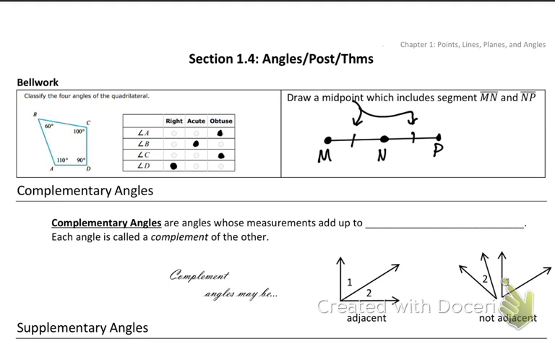Just like remember yesterday we had that angle bisector, we had to put those arcs on it to say that we have congruent angles. Anytime we cut something in half, we need to indicate it's actually in half. Okay?